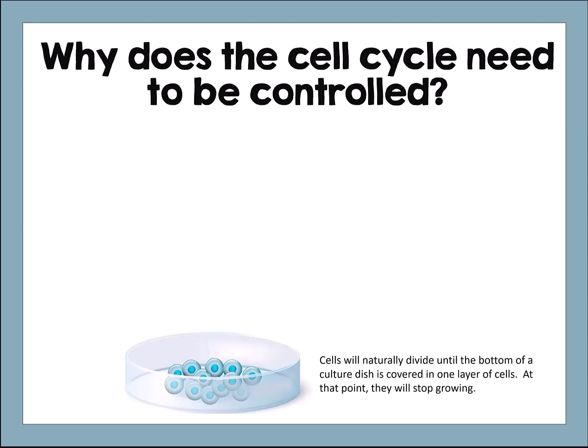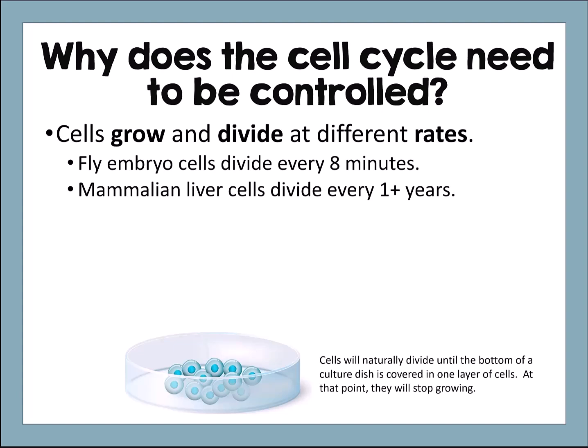So why does the cell cycle need to be controlled? We've talked about the phases of the cell cycle. Now let's talk about how it's regulated. Cells grow and divide at different rates. For example, in a fly embryo, cells divide every 8 minutes, which is incredibly rapid. On the other hand, mammalian liver cells divide only once every year or more. So this is a wide spectrum of speeds at which the cell cycle can move.